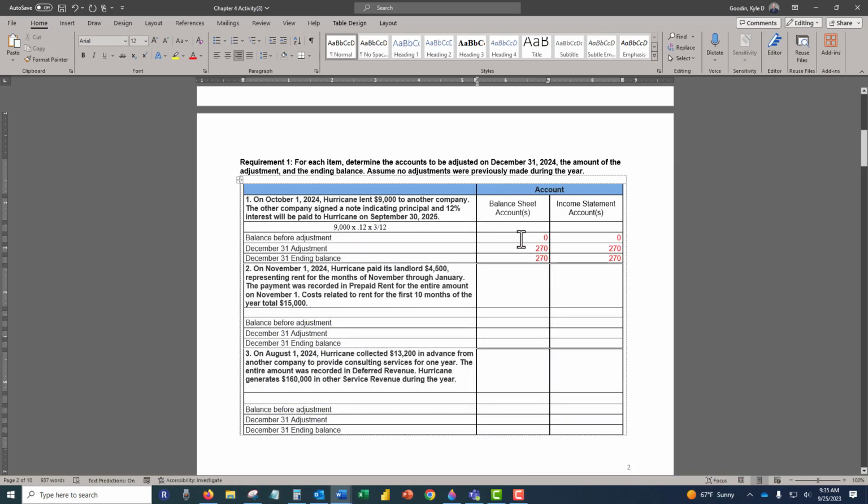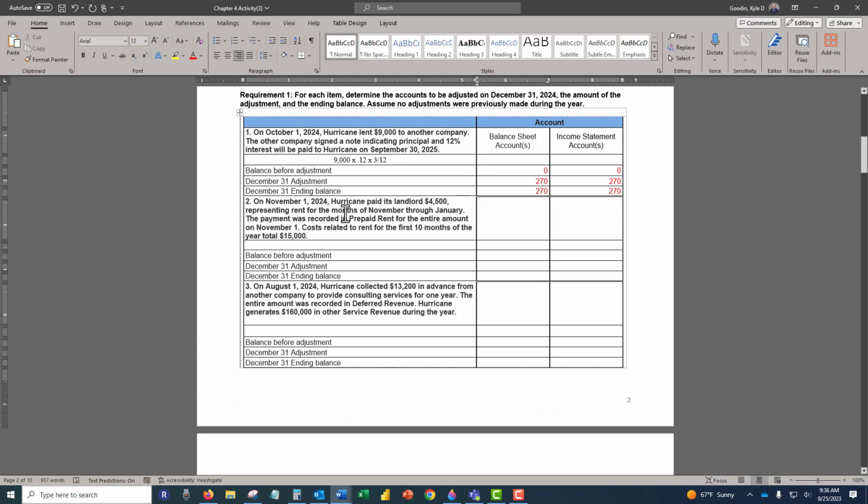Okay, so moving on to the second one. On November 1st, 2024, they paid its landlord $4,500, representing rent for the months of November through January. The payment was recorded in prepaid rent for the entire amount on November 1st.